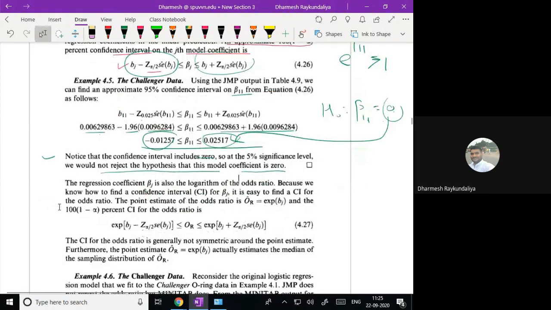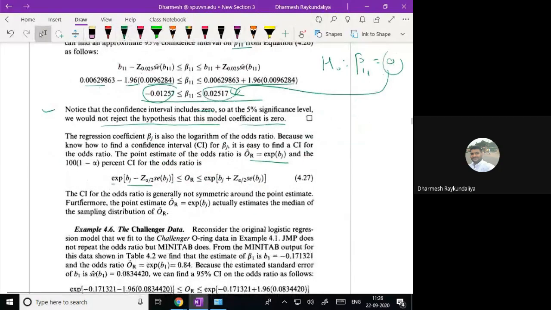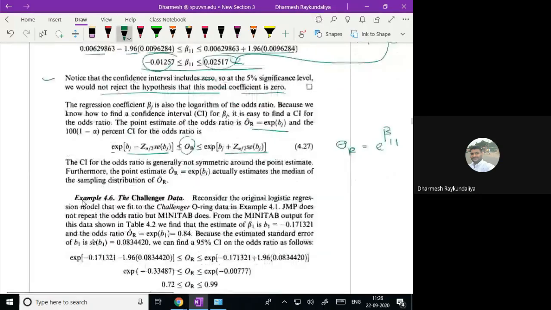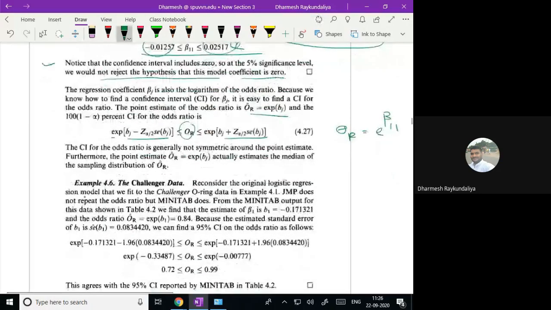And if I wish to find the odds ratio confidence interval, I know that the odds ratio is the exponent of the estimate of the regression coefficient. If I am going for a confidence interval, I just take the exponent of the lower limit of the regression coefficient and the exponent of the upper limit of the coefficient, because the odds ratio is nothing but e raised to beta 1 in our setup.